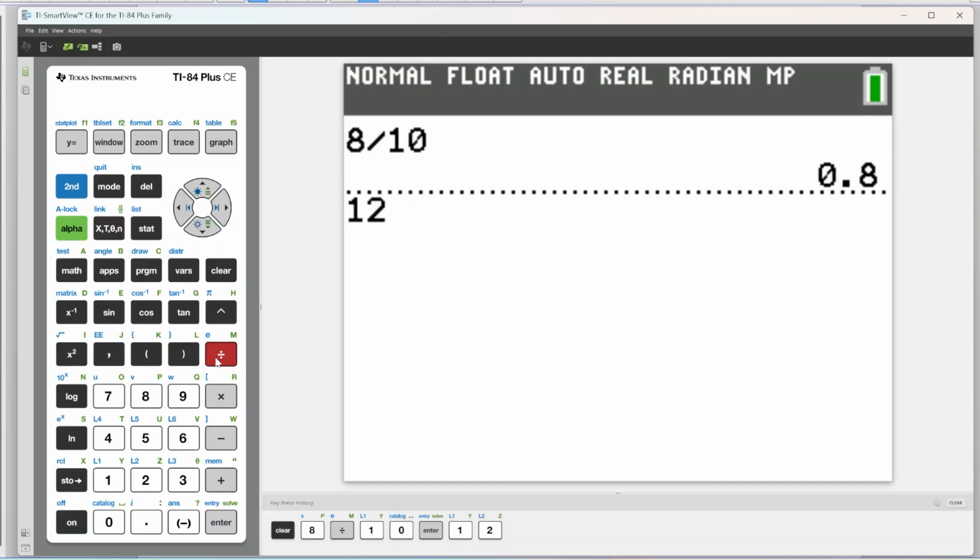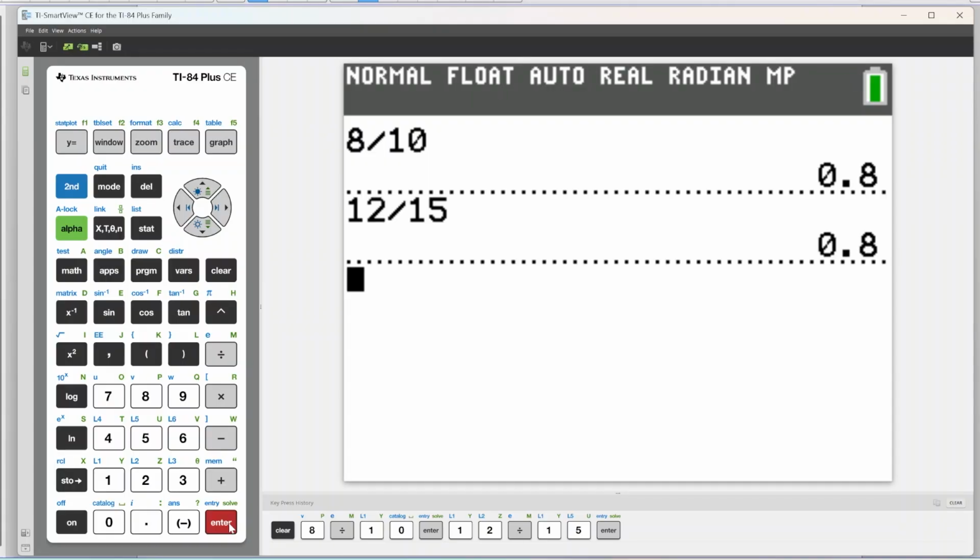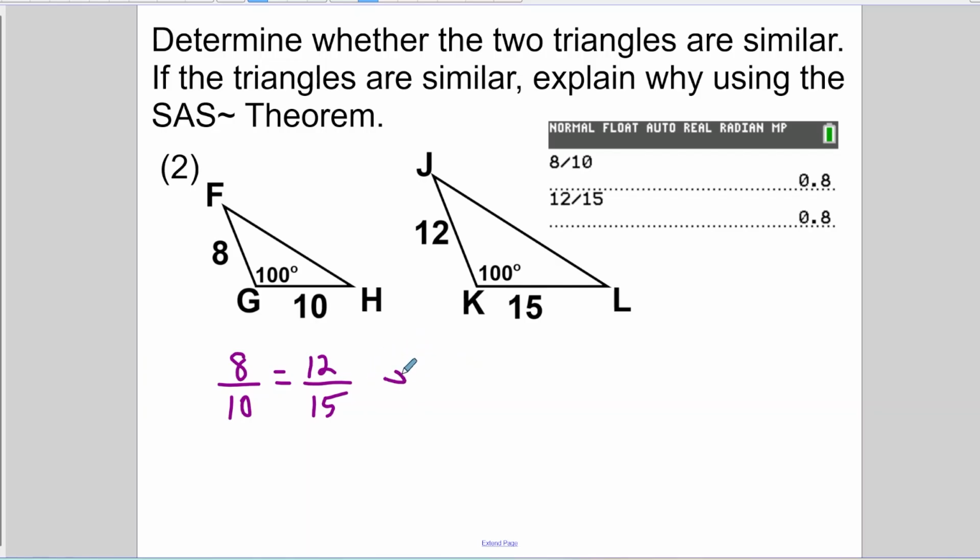So there's no shame here. If you struggle with fractions and you just want to make sure that you're getting the correct answer, or maybe you're confident with fractions and you just want to check your answer, you could use the calculator to see if both of them have the same decimal value. So from here, we could just draw an arrow and say that 0.8 is equal to 0.8.